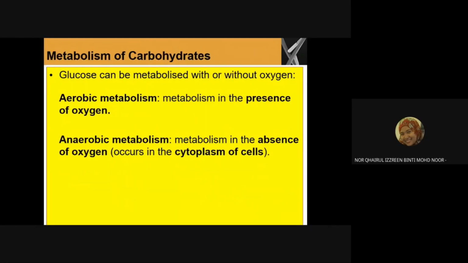So glucose can be metabolized with or without oxygen. One is aerobic metabolism, which is in the presence of oxygen, and another is anaerobic metabolism, which happens in the absence of oxygen. Basically, this happens in the cytoplasm of the cell.